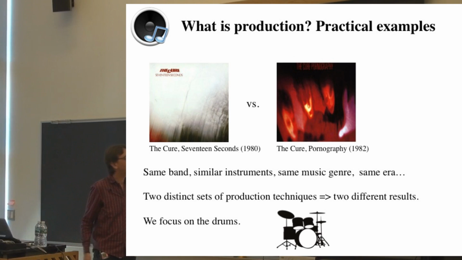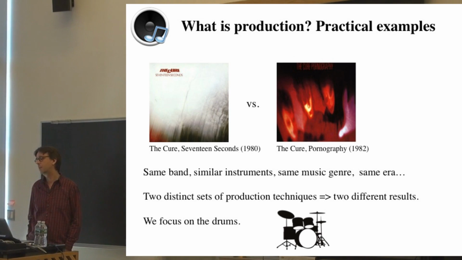I could give a lot of technical explanations about studio production, but it's better to listen to some examples. These are two albums which should be very similar. They are part of what is called the Gothic trilogy from The Cure. One was made in 1980, the other in 1982. It's the same band, the same music genre, the same instruments, the same era, everything should be the same, or at least very similar. But they are not produced the same way. They are produced very differently from each other.